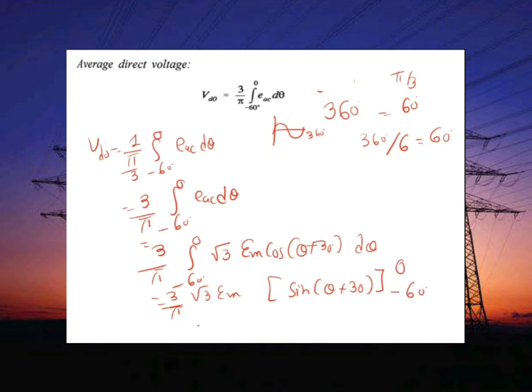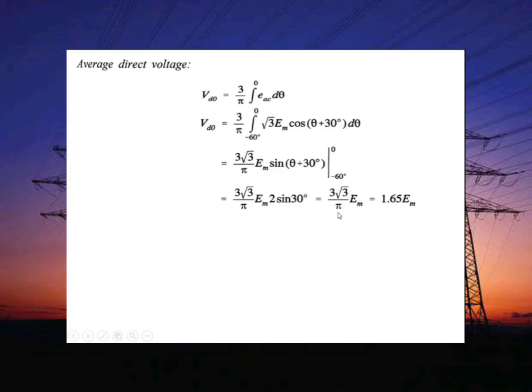So when we put the value of the upper limit and lower limit, you will get VDO equal to 3 upon pi, root 3 EM into sine 30 plus sine 30. Sine 30 plus sine 30 is 2 sine 30, and sine 30 is 1 by 2, so the 2 is cancelled out. So you will get VDO equal to 3 root 3 EM upon pi.